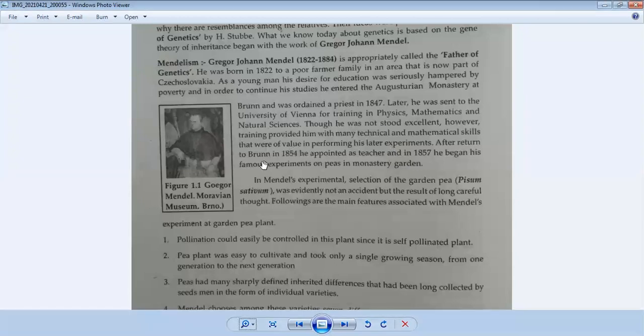After returning to Brunn in 1854, he was appointed as a teacher, and in 1857 he began his famous experiment on the pea plant in the monastery garden. It means later on, from the University of Vienna, he returned to Brunn in 1854, and now he was appointed as a teacher. Previously, he was working as a priest.